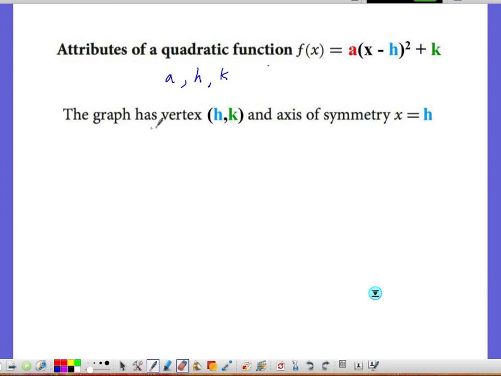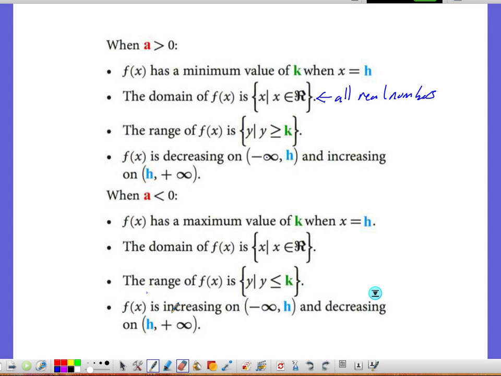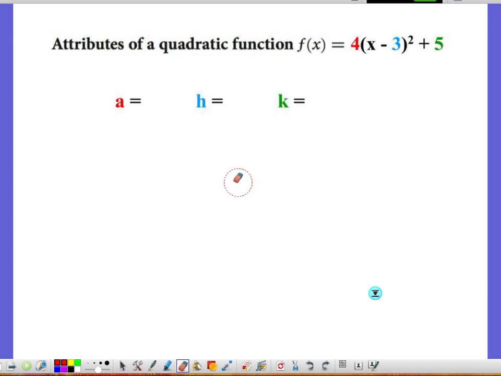So can you see, just by looking at the vertex form of a function, we can find a, h, and k. That tells us everything we need to know about the quadratic function. Alright, let's look at an example here.